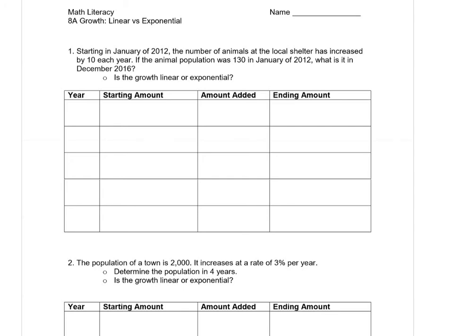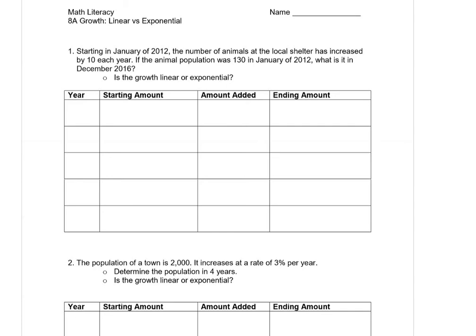Problem number 1. Starting in January of 2012, the number of animals at the local shelter has increased by 10 each year. If the animal population was 130 in January of 2012, what is it in December 2016? And is the growth linear or exponential?